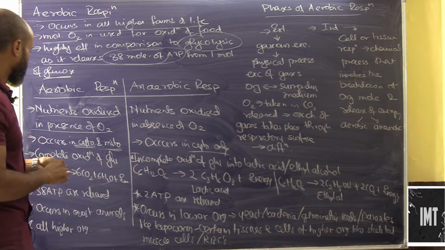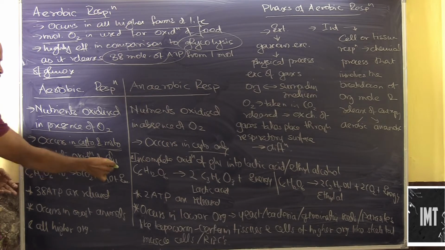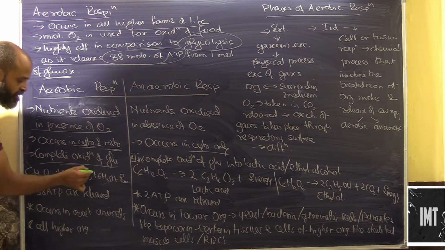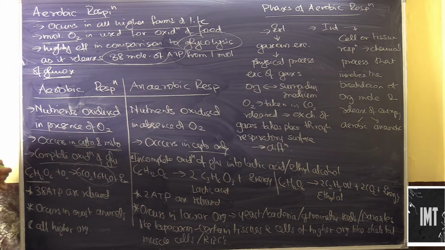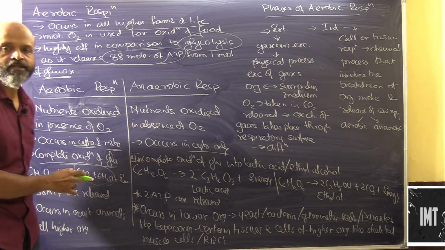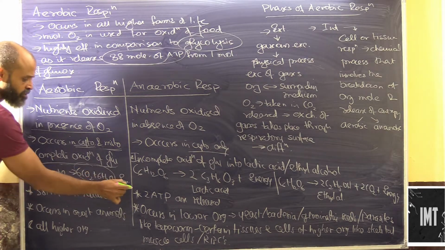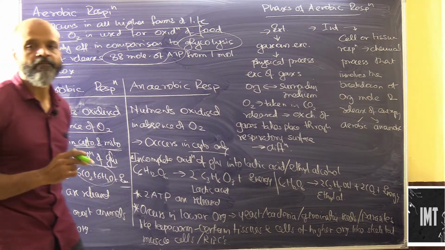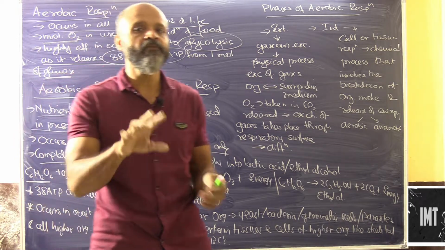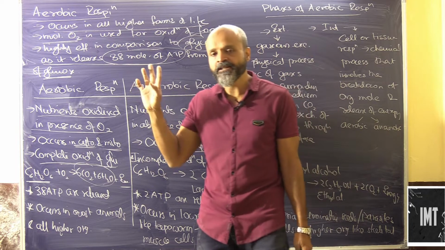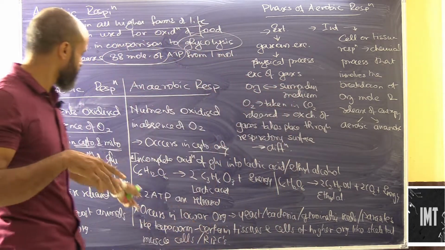Aerobic respiration is the complete oxidation of glucose. Why complete? Because the entire compound is broken down into carbon dioxide and water, as we have learnt in the equation in previous classes, and energy in the form of ATP is released. Nothing is left as a residue.